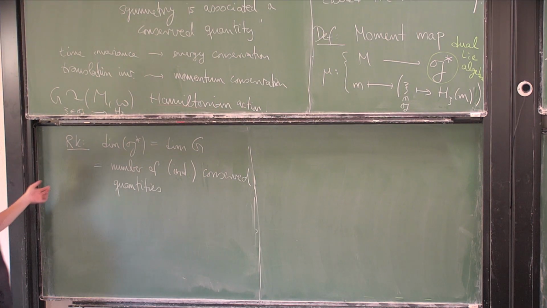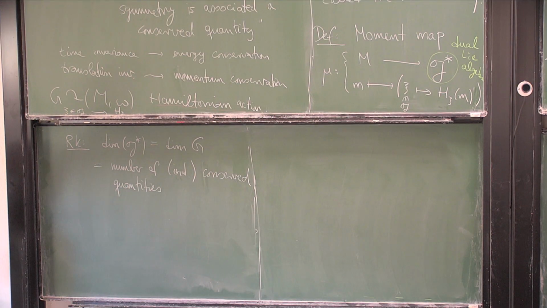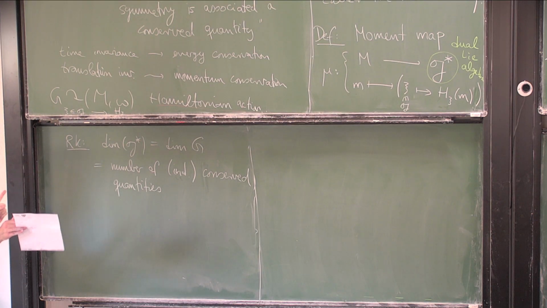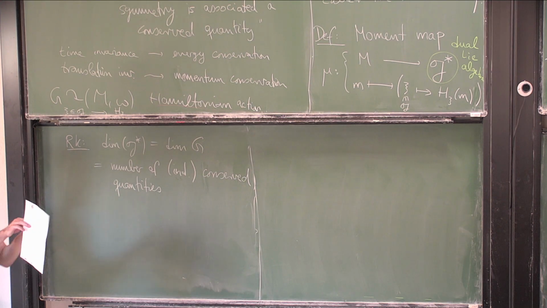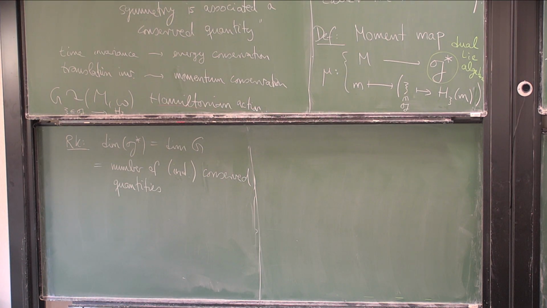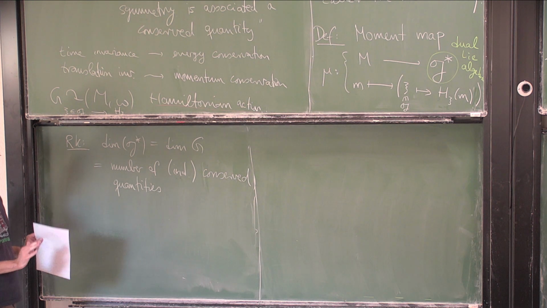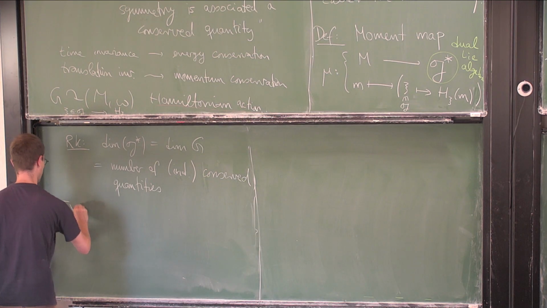So the number of independent conserved quantities is equal to the dimension of G, which is suggested by the Noether theorem, right? To each continuous symmetry, for every direction in your Lie group, you get one conserved quantity. And the number of independent directions is the dimension of the Lie group. So good?